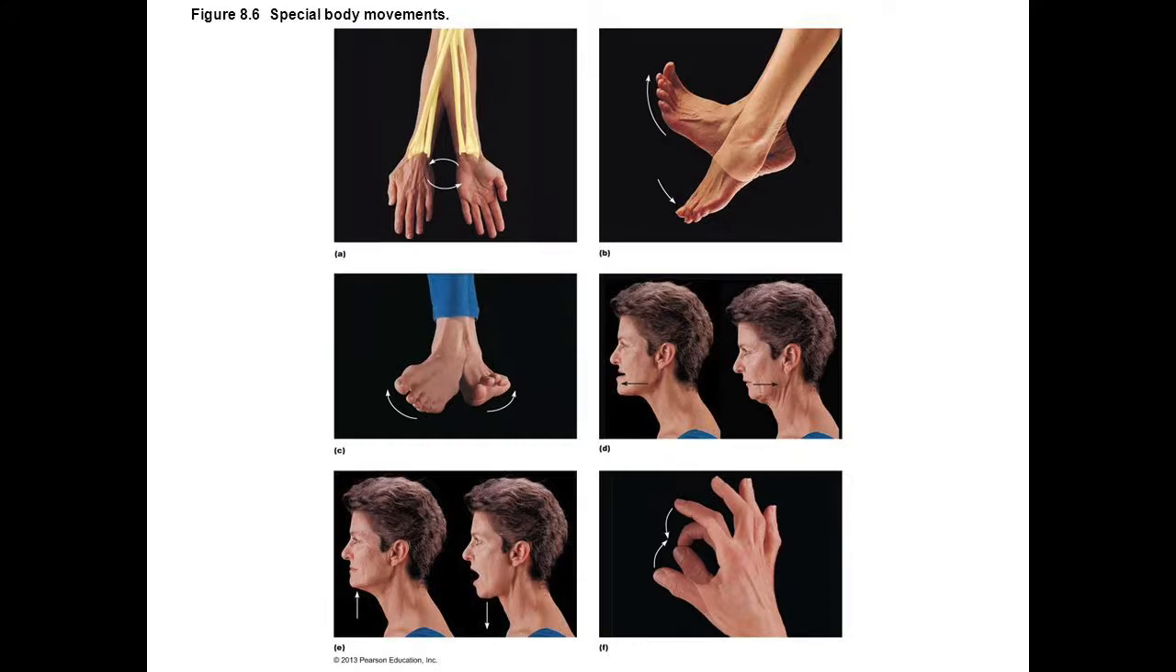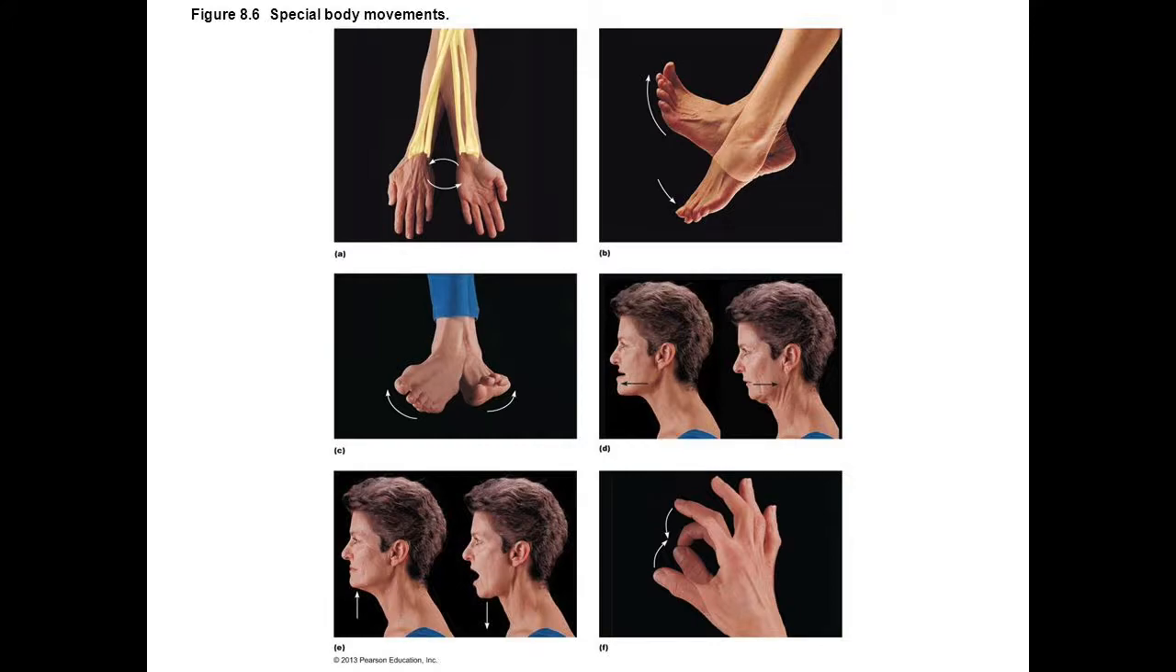Then we have retraction, that is a movement of a protracted part of the body back to anatomical position. Then we have inversion, that is a movement of the soles medially at the joint between the tarsals so that the soles face each other. And the opposite is eversion, that is a movement laterally at the same joint so that the soles of the feet are facing away from each other.